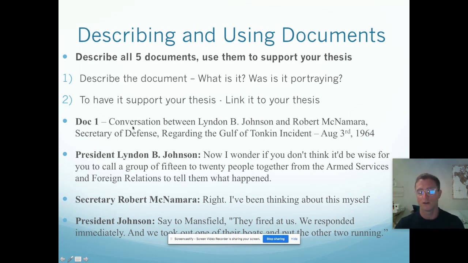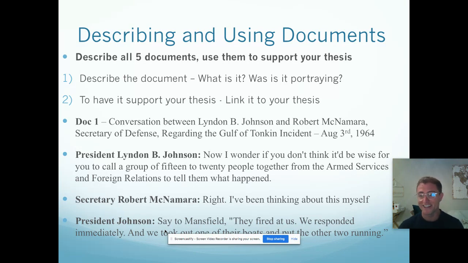So document 1 is right here, at the bottom of this slide. It's a conversation between Lyndon B. Johnson, President Johnson, and Robert McNamara, who's the Secretary of Defense. And it says, regarding the Gulf of Tonkin incident, August 3rd, 1964. So Johnson says, now I wonder if you don't think it'd be wise of you to call a group of 15 to 20 people together from the armed services and foreign relations to tell them what happened. And McNamara says, right, I've been thinking about that myself. And Johnson says, say to Mansfield, they fired at us. We responded immediately and took out one of their boats and took the other 2 running.